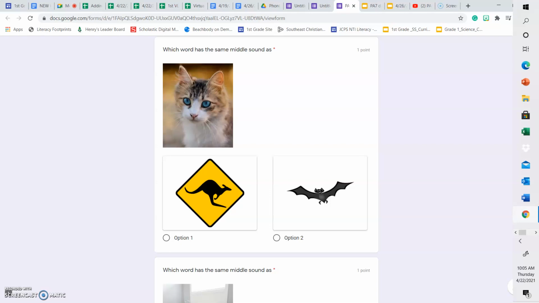The picture of the kangaroo stands for the word hop. Hop. Then there's a picture of a bat. Bat. Which word, hop or bat, has the same middle sound as the word cat? So you're going to click whichever option, hop or bat, whichever one you think has the same middle sound as the word cat.